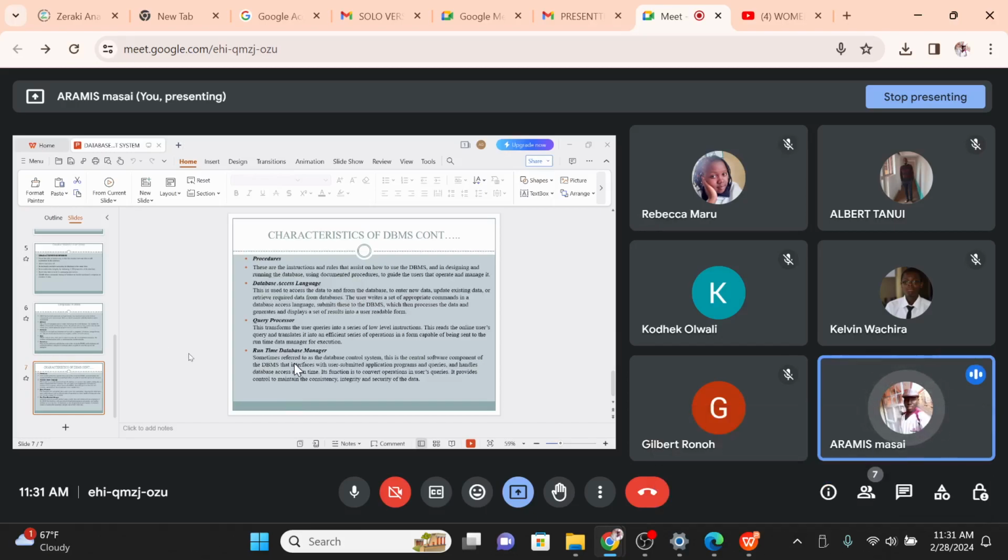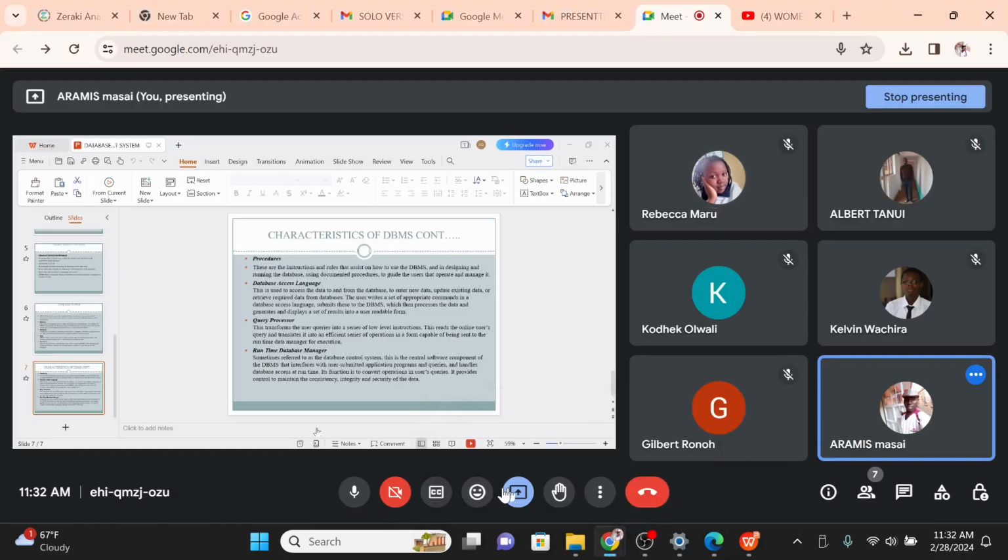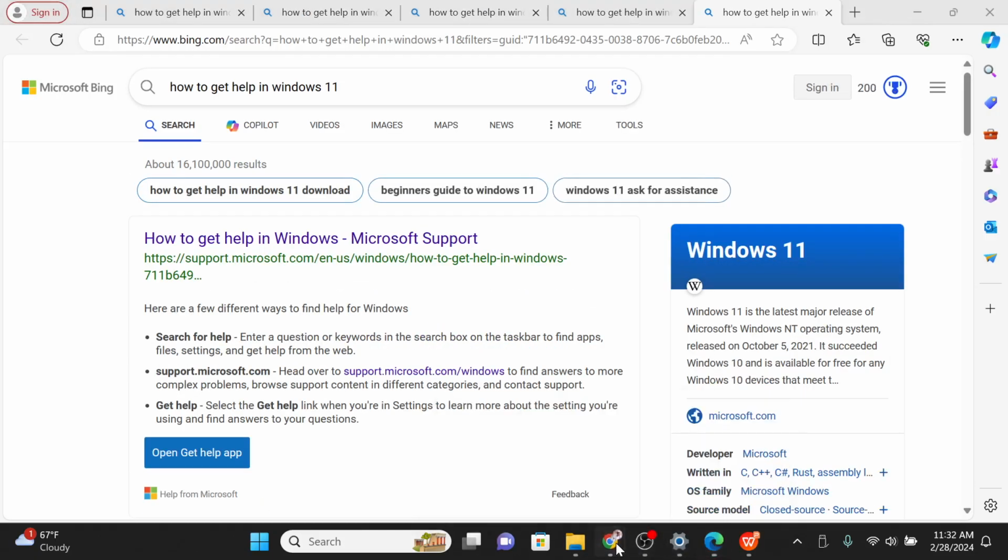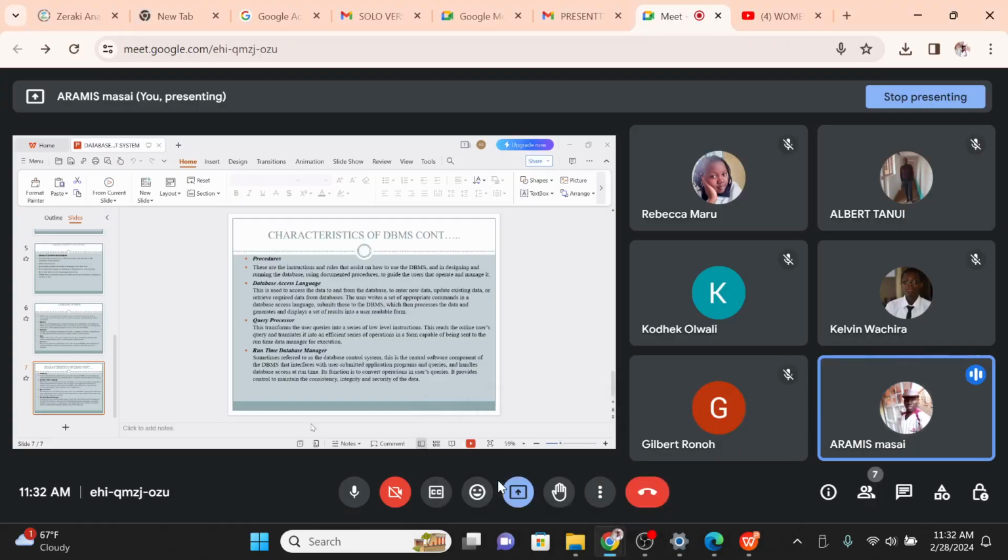Now let us go to the last part, which is characteristics of databases. In characteristics of databases, we have several things to put in place. Number one, we have the query process. My machine is not well arranged, that is the problem. In characteristics, number one is the way data is arranged, and number two, the way data is retrieved from it.